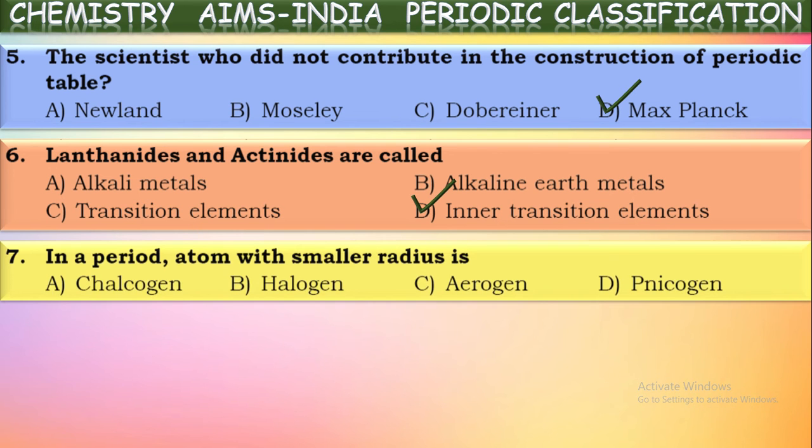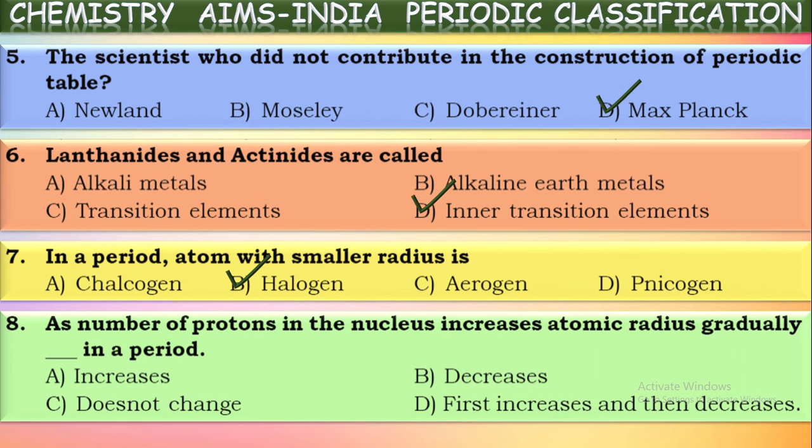Now, in a period, the atom with the smaller radius is... we know in a period from left to right, atomic size decreases, isn't it? To say accurately, it decreases from alkali metals to halogens and it increases slightly to the next noble gas. So the least size will be there for the halogen in any period. So in a period, the atom with the smallest radius will be the halogen.